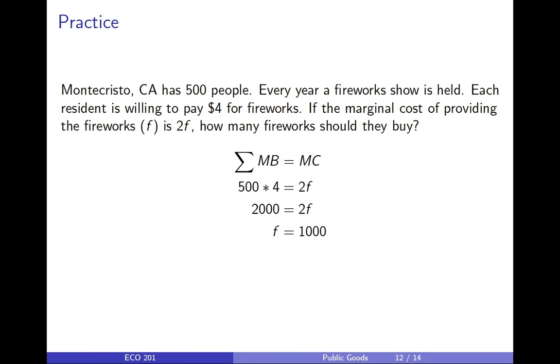We can use the optimal public good equation to solve for the optimal amount of fireworks. We first need to sum up the marginal benefits. We are told there are 500 residents who are willing to pay $4 each, so our total marginal benefit is $2,000. We are also told that the marginal cost of providing the fireworks is 2F. We can solve for F and find that the optimal amount of fireworks is 1,000.